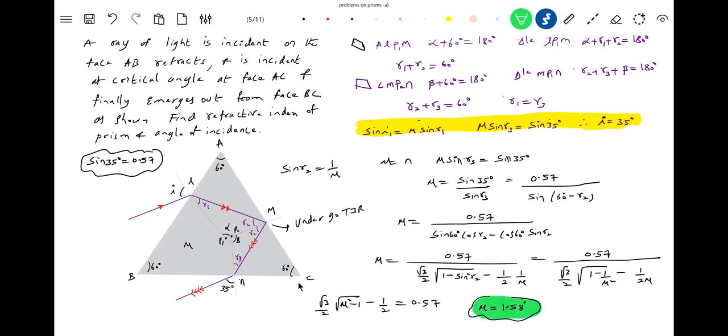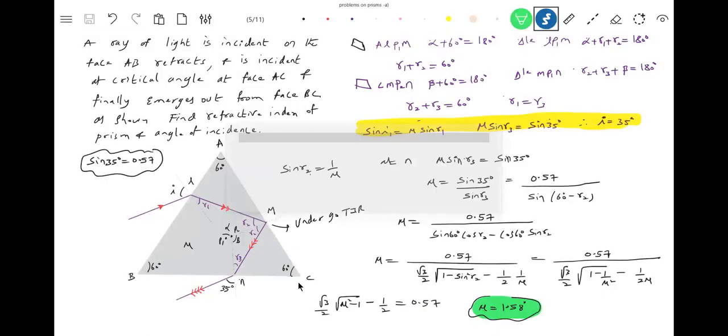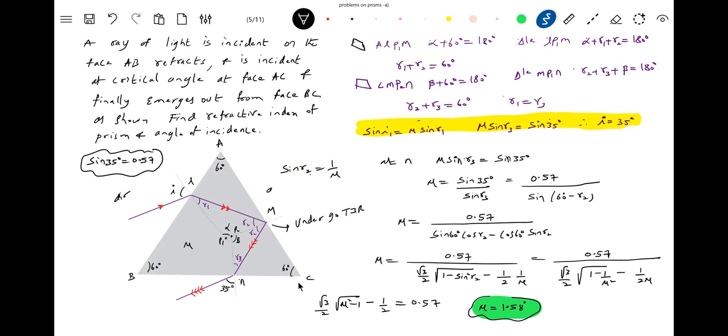Check it again. The method is the same. Wherever TIR comes, you use the formula: sine of critical angle equals 1 by mu. The reason we use this is that the other medium is air. I need not mention that. Usually we do all our experiments in a room, in air itself, so the surrounding medium by default will be air. If it is other than air, I'll mention it.